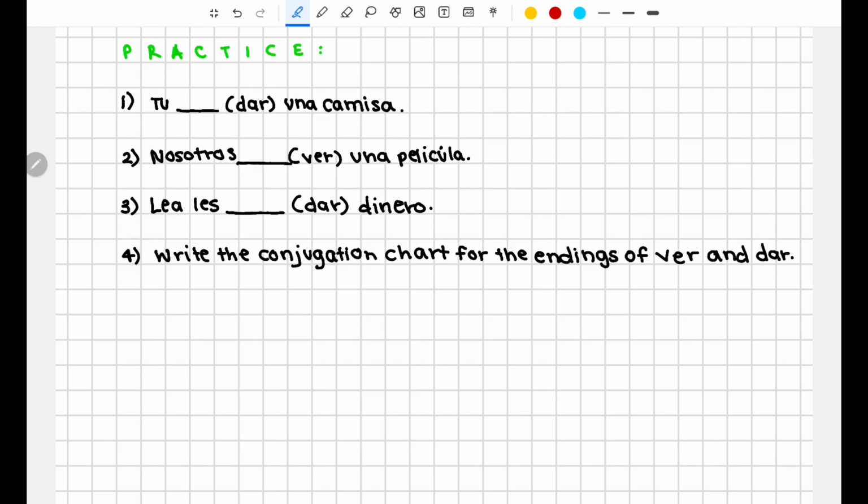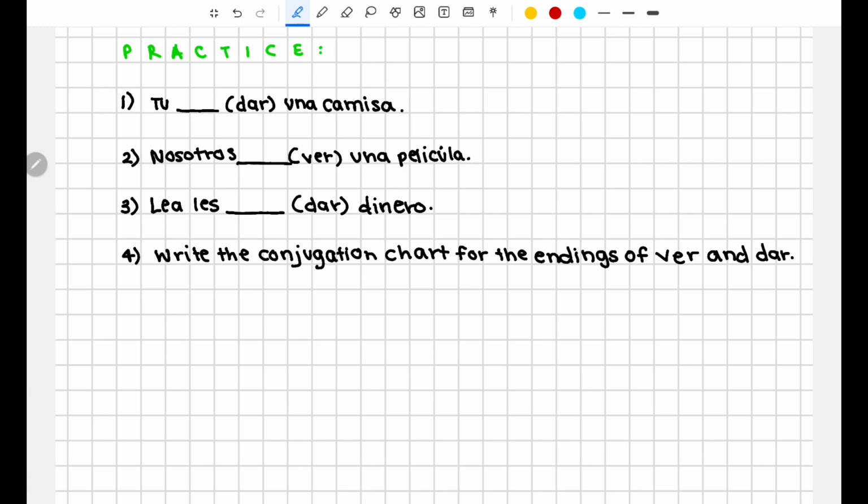All right, now you're ready for your practice. So number 1, 2, and 3, you're just conjugating the verb in parentheses for the specific subject pronoun: tú, nosotros, and Lea. And then in number 4, you are writing the conjugation chart for the endings of the verbs ver and dar. So basically what we just went over, but you don't have to apply that specific verb. Like you don't have to write the conjugation chart of ver or for dar. You can, but this question is just asking you to write the endings. Pause the video now and get started on your practice.